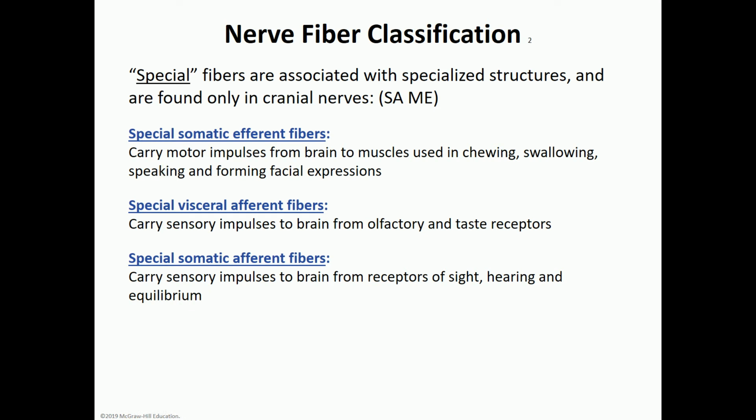Special visceral afferent fibers are sensory fibers. They carry sensory information to the brain from your viscera: the olfactory, the nose, and your taste receptors in the mouth. Special somatic afferent fibers are sensory fibers that carry sensory information from sight, from the eye, and from the ear, whether it's hearing impulses or equilibrium impulses.